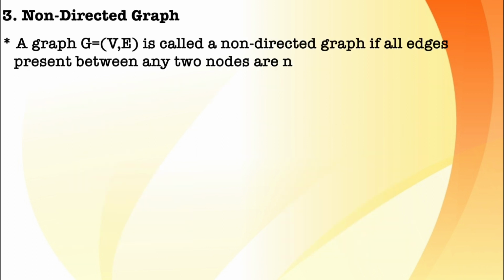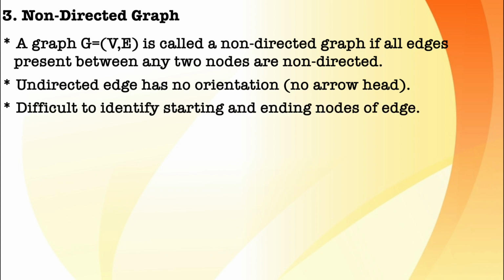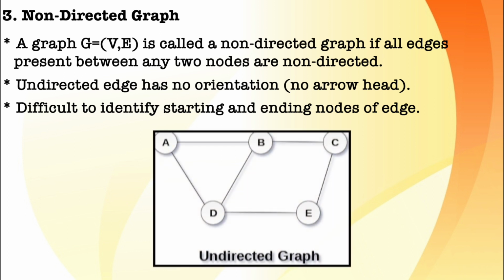Next is the non-directed graph. A graph G equal to (V, E) is called a non-directed graph if all edges present between any two nodes are non-directed, that is, edges don't have any direction. An undirected edge has no orientation, that is, no arrowhead. It is hard to identify the starting and ending node by looking at the edges in a non-directed graph. The graph shown is an example of a non-directed graph. There are 4 vertices A, B, C and D and 4 edges between the vertices which are not directed. That is, edges don't have any specific direction.